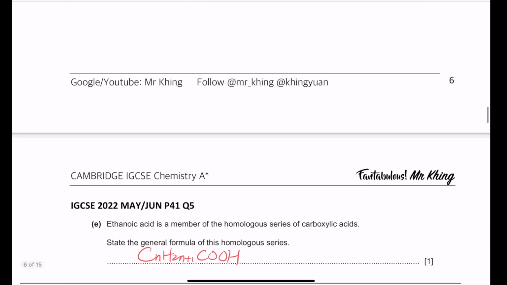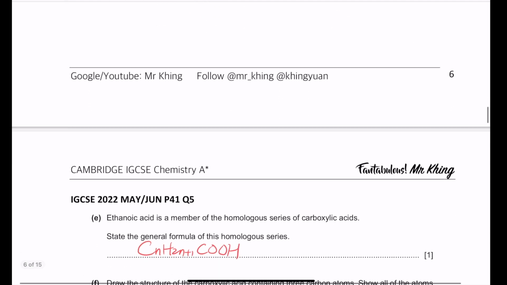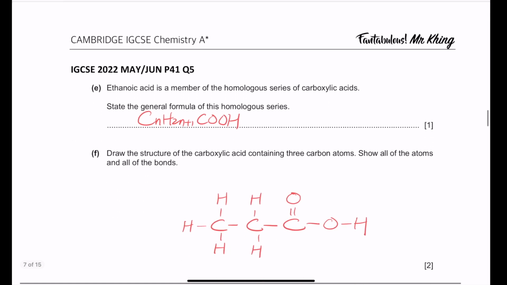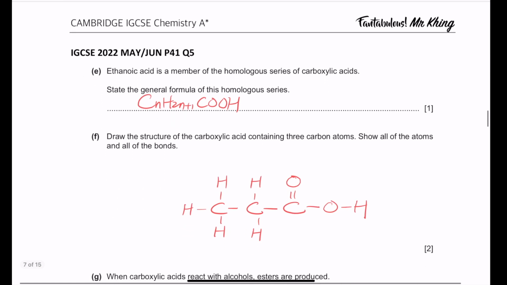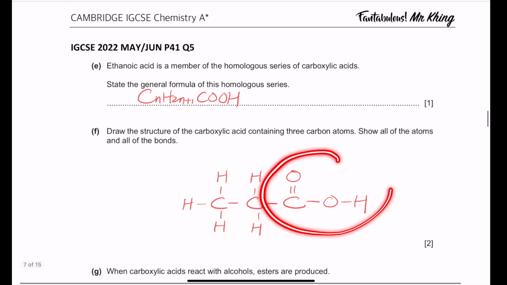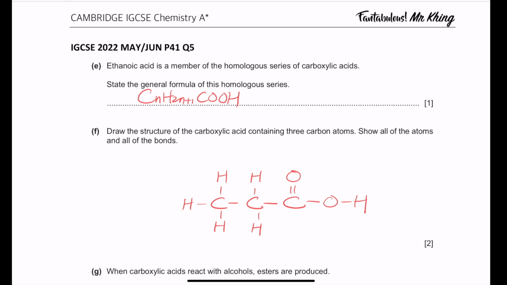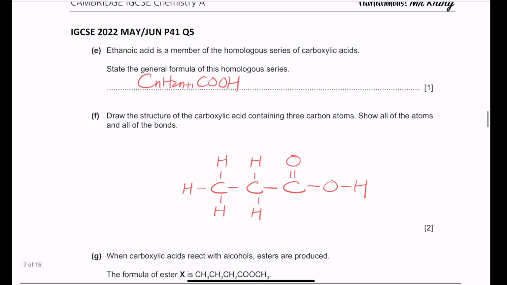Okay, general formula for carboxylic acid. And you're asked to draw a carboxylic acid with 3 carbons. Okay, COOH, and then the remaining 2 carbons. Alright, so this is how to draw a carboxylic acid.